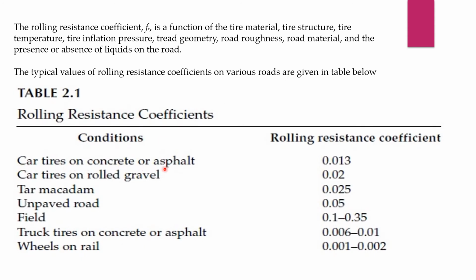For car tires on concrete or asphalt, the rolling resistance coefficient is 0.013. For car tires on rolled gravel, it is 0.02. For car tires on tar macadam, it is 0.025. For an unpaved road, it is 0.05. For a field, it is 0.1 to 0.35. For truck tires on concrete or asphalt, the rolling resistance coefficient is 0.006 to 0.01. For wheels on rail, it is 0.001 to 0.002.